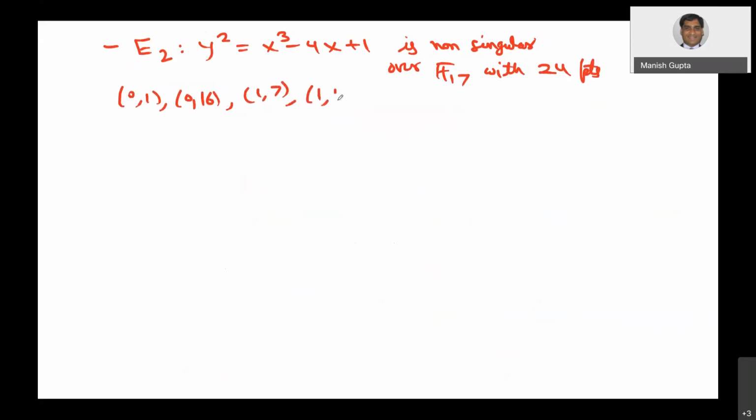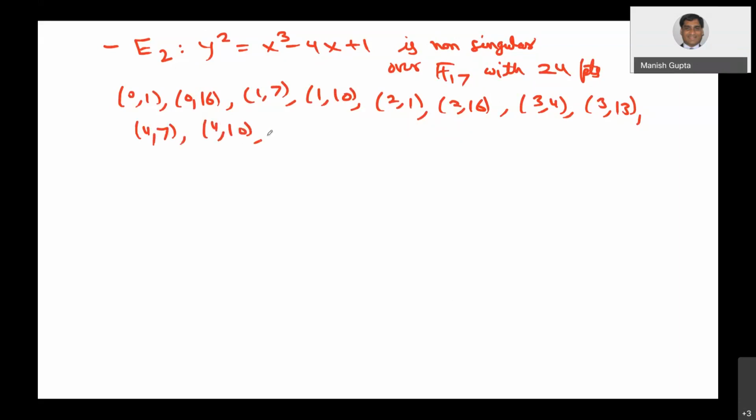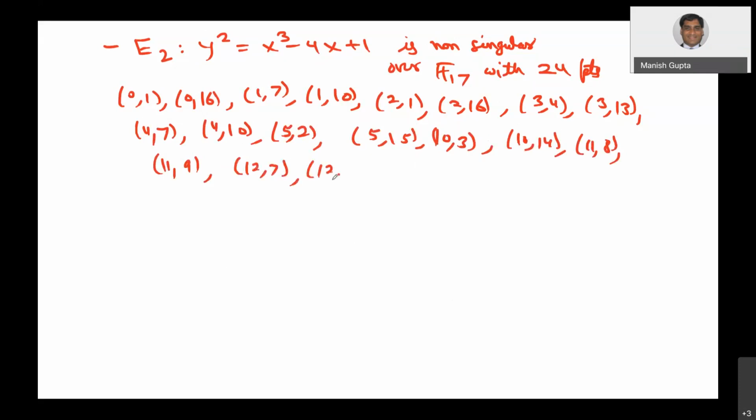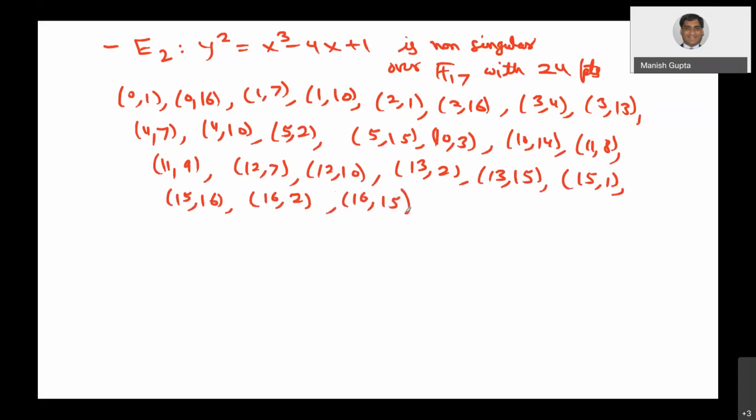(1, 7), (1, 10), (2, 1), (2, 16), (3, 4), (3, 13), (4, 7), (4, 10), (5, 2), (5, 15), (10, 3), (10, 14), (11, 8), (11, 9), (12, 7), (12, 10), (13, 2), (13, 15), (15, 1), (15, 16), (16, 2), and (16, 15). These are all 24 points.